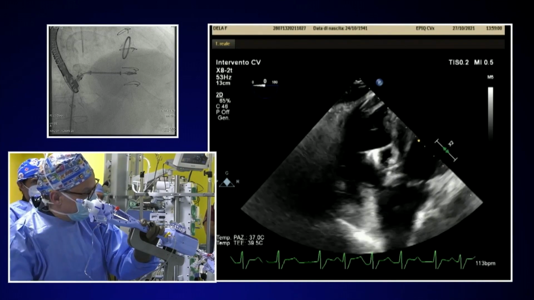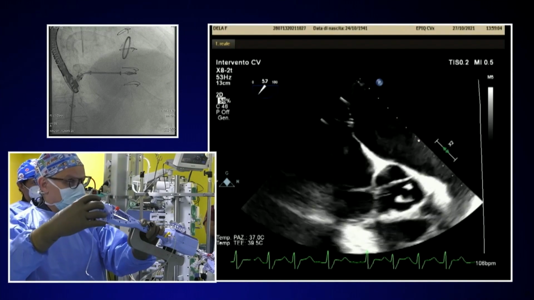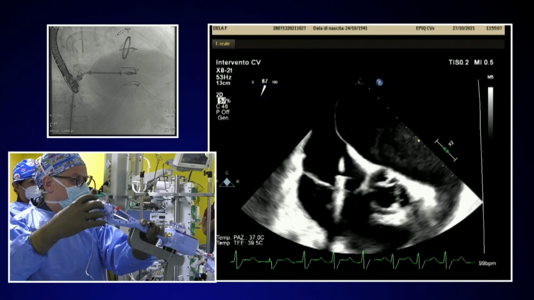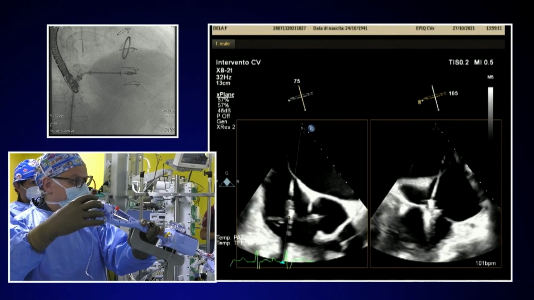Maybe we go in the inflow-outflow, so we can check. We can keep color. Maybe we see what happens as we close. We can put the color on, maybe.